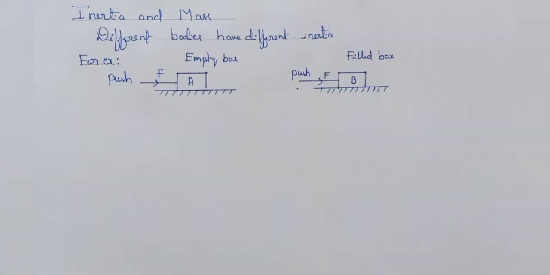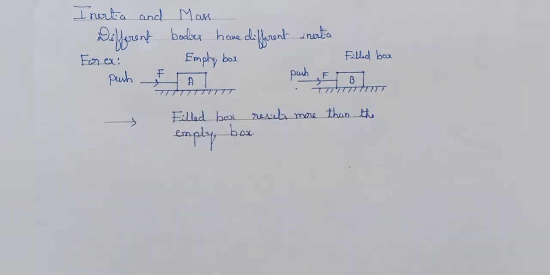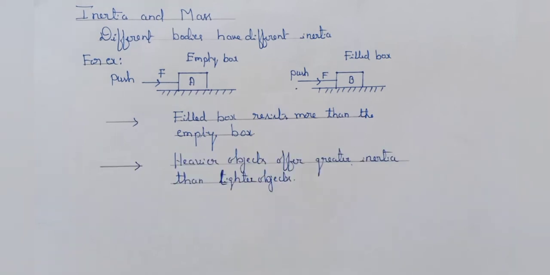Now you know, inertia is the inherent property of all the bodies. Different bodies have different inertia. For example, consider an empty box and a filled box. Push both the boxes by applying an equal amount of force. Then you find that it is easier to push an empty box than a filled box. It means the filled box opposes more to change in its state of rest than the empty box. Therefore, heavier objects offer greater inertia than the lighter objects.